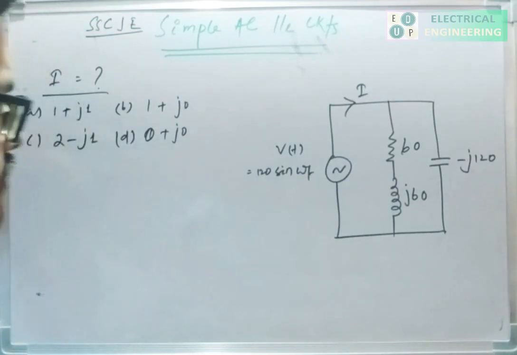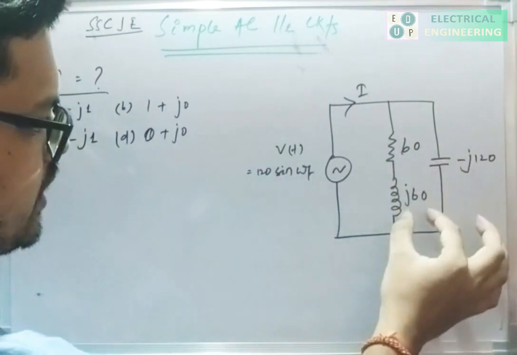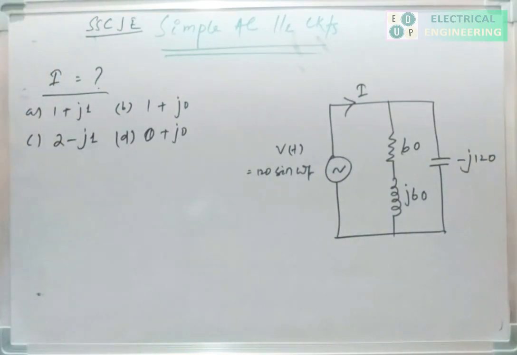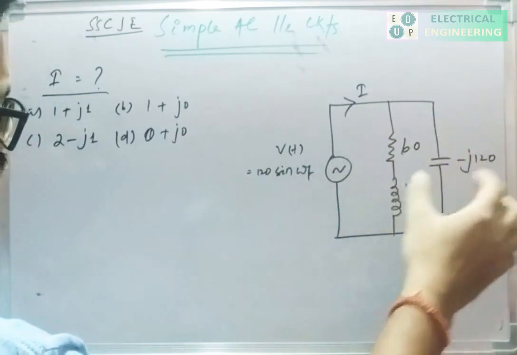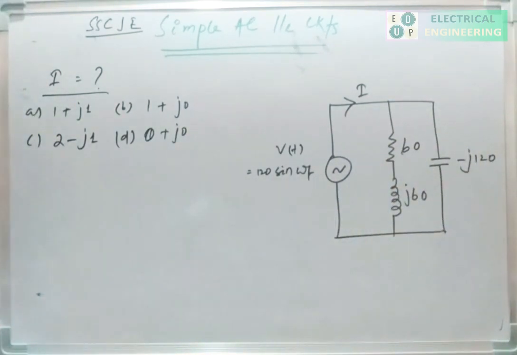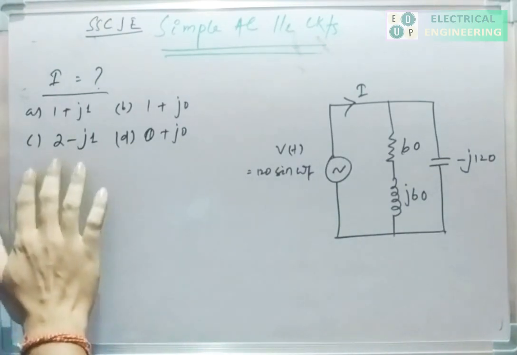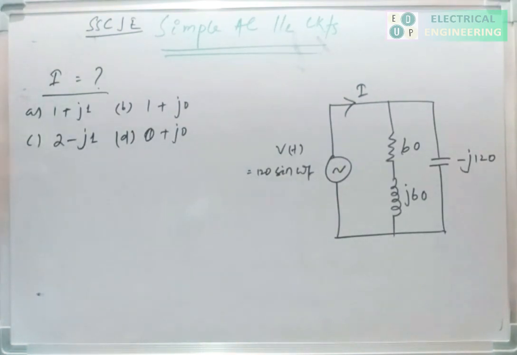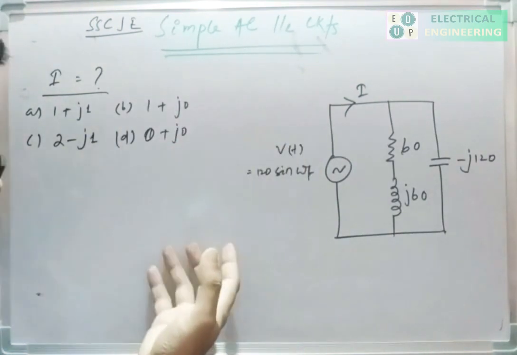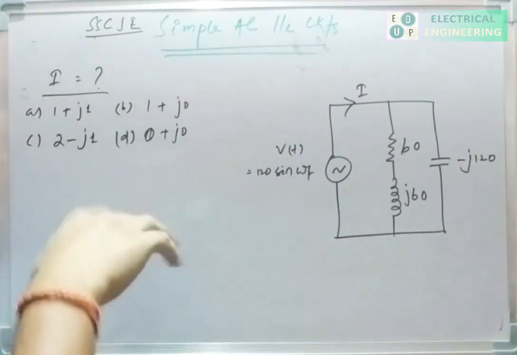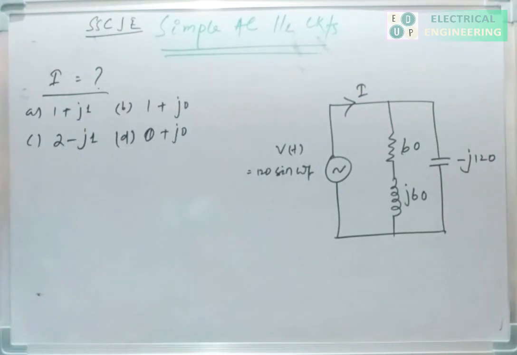Here again, see, j60 and minus j120 are the given reactances, so you just have to keep that in mind. When the reactances are given, you can write them in polar form or in complex form. Here the options are in complex form. You can solve this question in polar form first and then convert the answer into complex form, or you can directly do it in complex form. I prefer polar form, so I will be doing it in polar form.